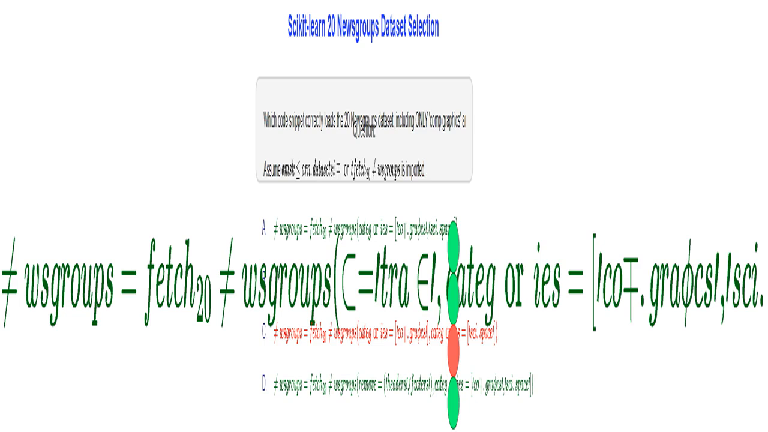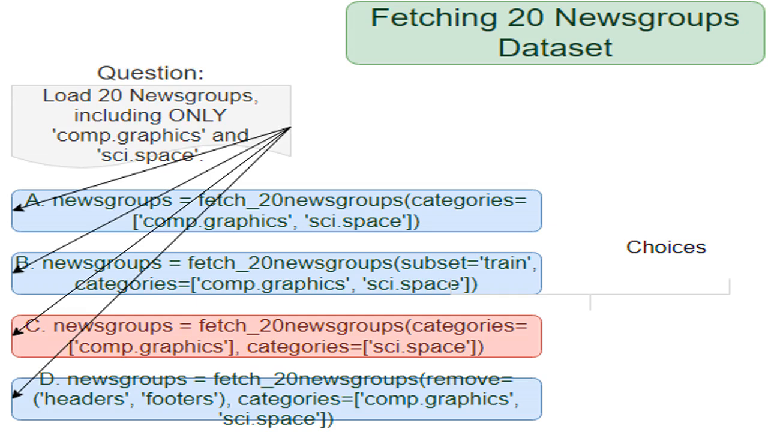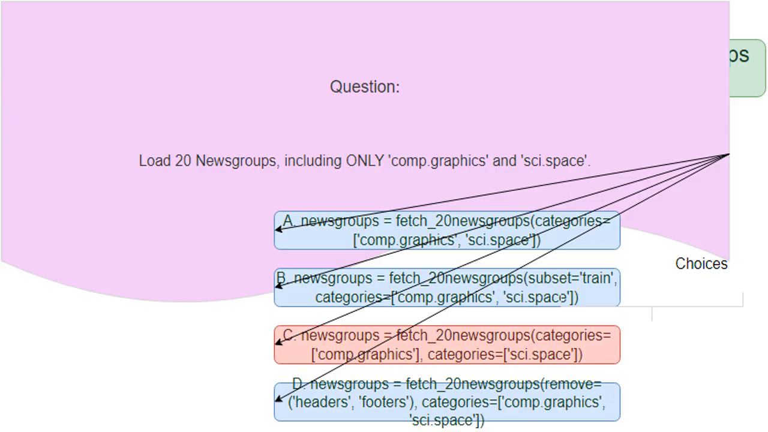Look closely. I'm mistakenly using the categories parameter twice. The second one overwrites the first one. As a result, only the space category would be included. This is incorrect. This line simply states the overall task. We're working with the 20 newsgroups dataset, a collection of text documents used for machine learning tasks, especially text classification. The goal is to load only the comp, graphics, and space categories from the 20 newsgroups dataset using the fetch_20newsgroups function from Sklearn. This is a text classification problem where you are selecting a subset of the data.